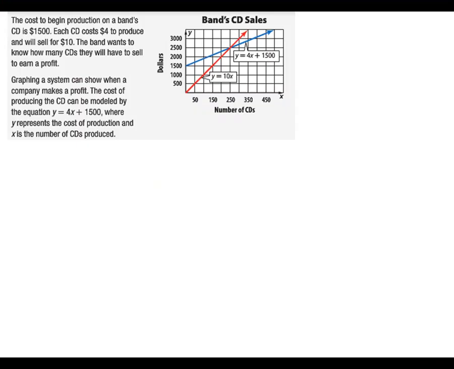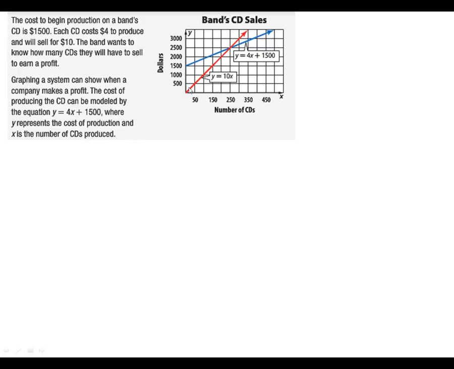So if we graph the system, the equation that represents the cost is 4 times x, so 4 times the number of CDs, it's $4 per CD, plus the initial $1,500. That's the blue graph. Now the profit they make is $10 per CD, so 10 times x. So we want to know how long it will take to earn a profit. Graphing a system can show when a company makes a profit. So here's the cost equation, and here's the profit equation.